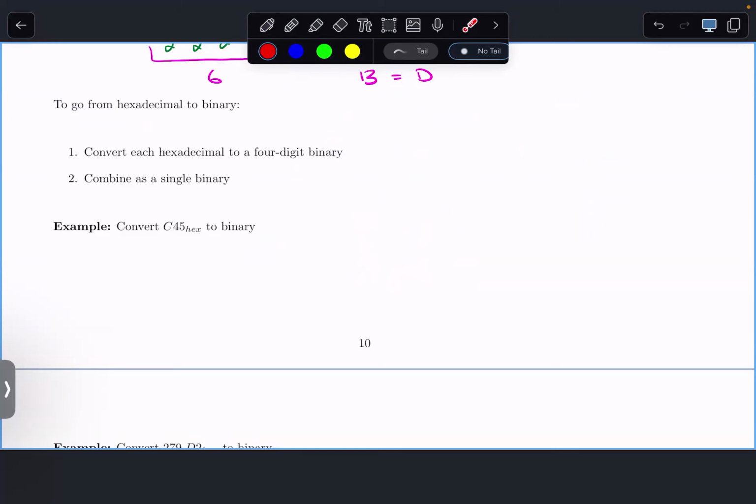Hex to binary, you guessed it. Just undo what we just did, right? And so convert each hexadecimal digit to a 4-digit binary and then just smush them all together. And then there you are.